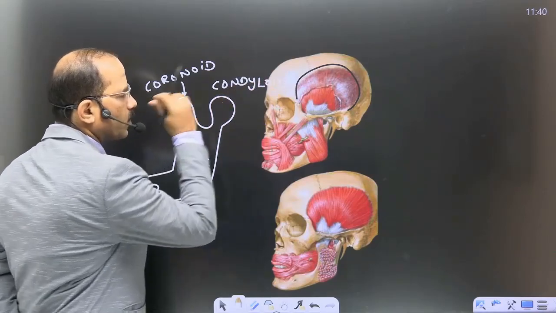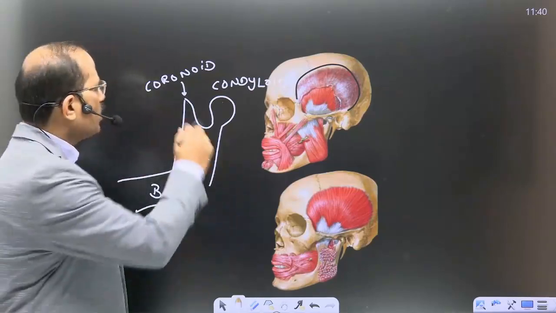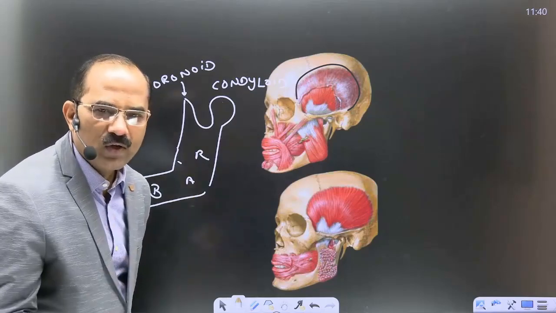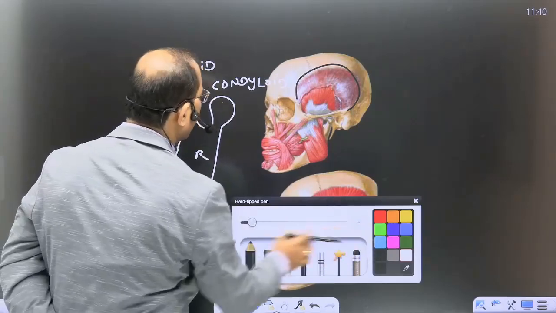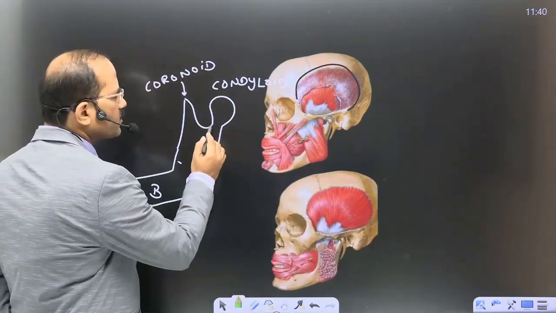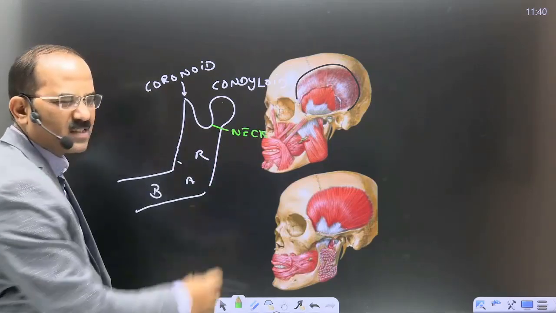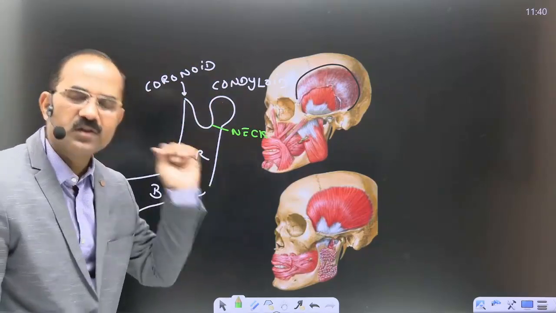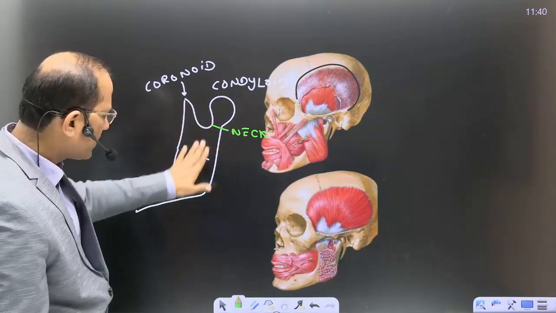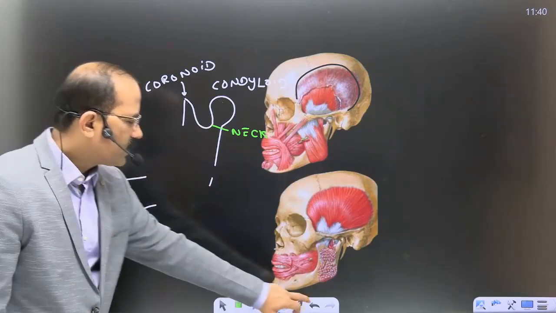And what is this process for the mandible? Condyloid process. Condyloid process is also known as the head of the mandible. So coronoid process and condyloid process. And what is this part of the mandible? Known as the neck of the mandible. So that part is the neck. So coronoid process, condyloid process or the head of the mandible. That's the neck of the mandible. That's the ramus. That's the body. This is the angle of the mandible.